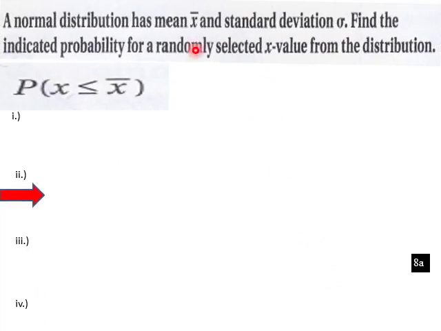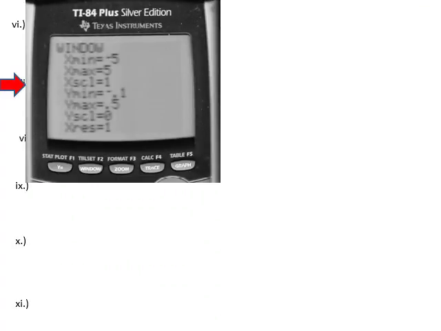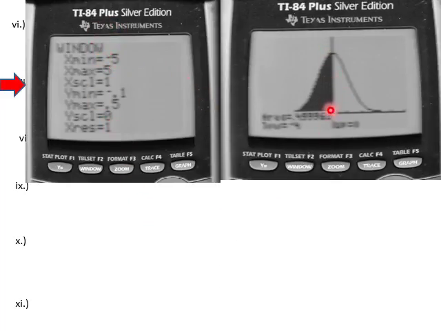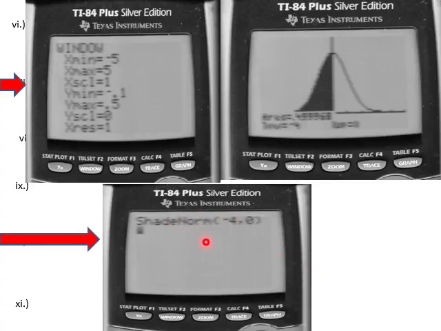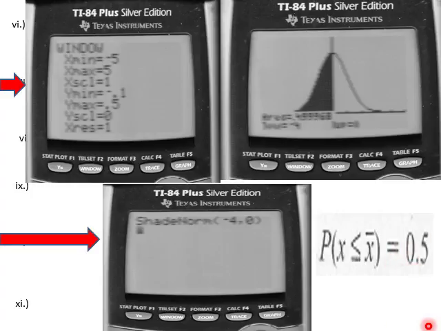Okay, normal distribution curve, and we want to find the probability of this here. So using your calculator to do this, this is the screen that you would have. This is the screen of the area that the probability is concerned about, and then shade norm, these are the keystrokes for finding that amount of area. So the probability that x is less than or equal to the mean is 0.5, 50%, which is what this is under the normal curve.